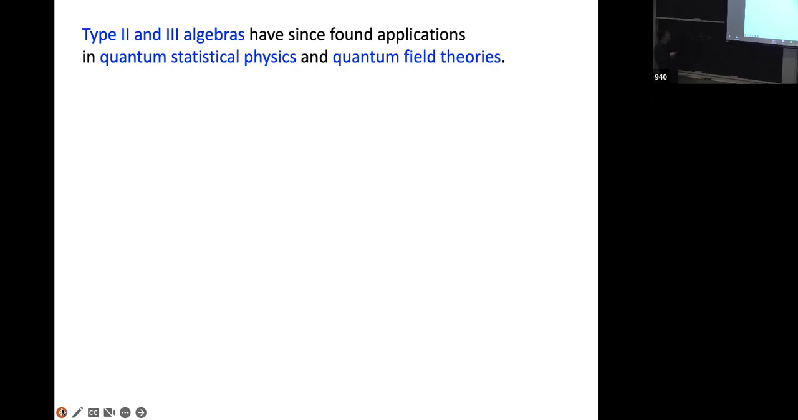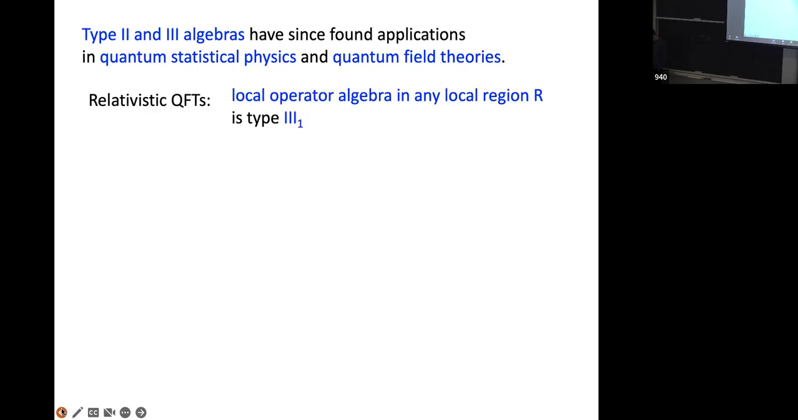Only much later did people find important applications of type 2 and type 3 algebras in quantum statistical physics and quantum field theory. You can understand why, because when you take the thermodynamic limit, you always deal with an infinite number of degrees of freedom, and that leads you to type 2 or type 3. In particular, if you look at relativistic quantum field theories, the local operator algebra in any local region is always type 3-1. Type 3-1 is a subclass of type 3.